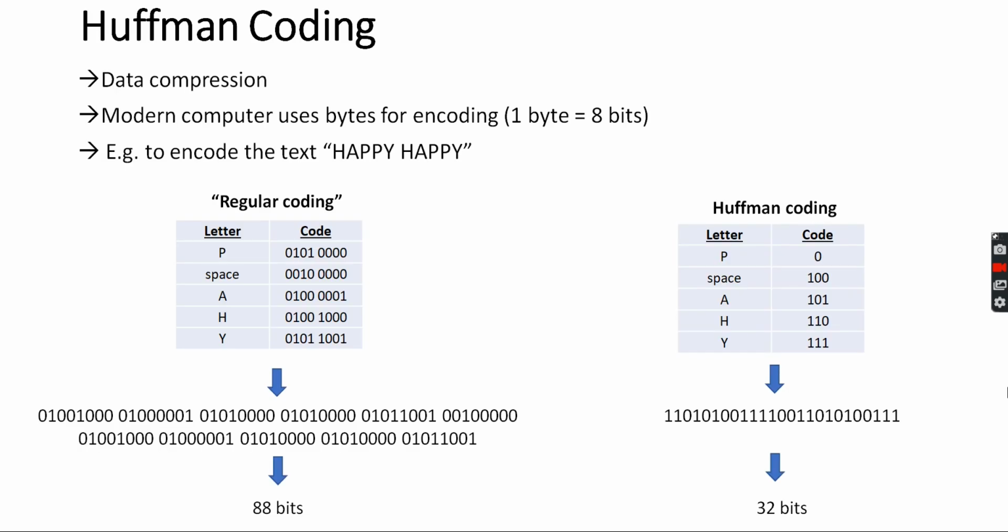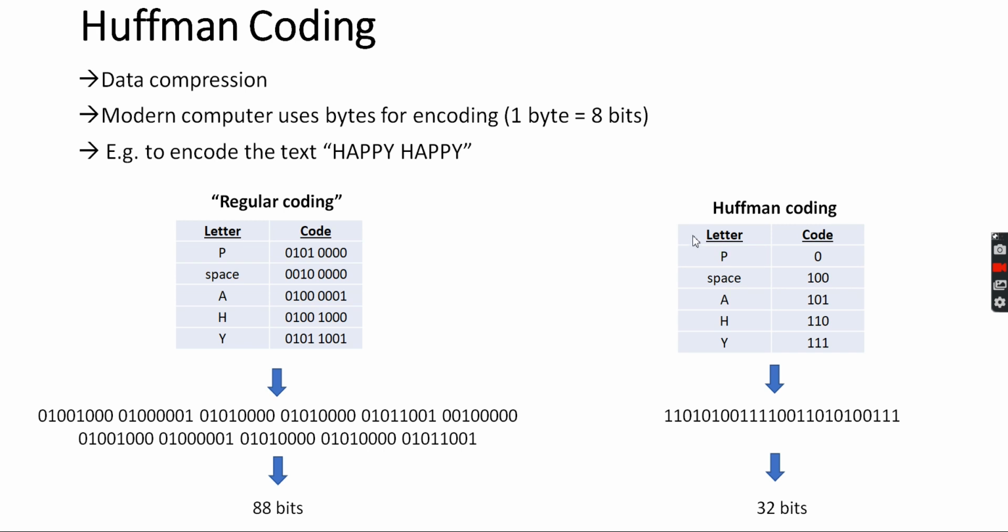Huffman coding. Huffman coding is a data compression algorithm. Modern computers use bytes for encoding, in which 1 byte is equal to 8 bits. For example, to encode the text "happy space happy" using regular coding, each letter is represented by 8 bits, and you end up having 11, because there are 11 letters here if you count the space, times 8, which is encoded by 88 bits.